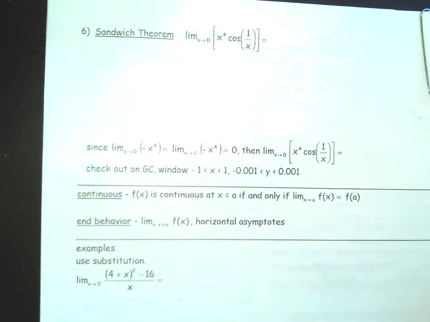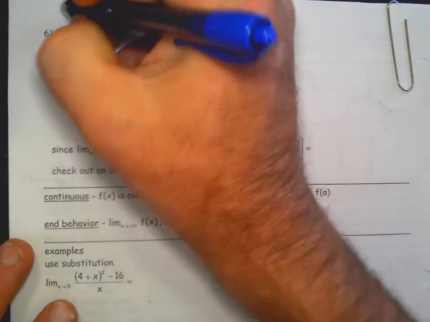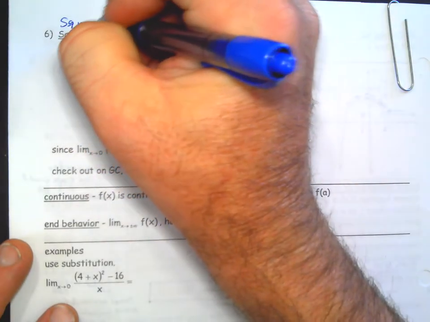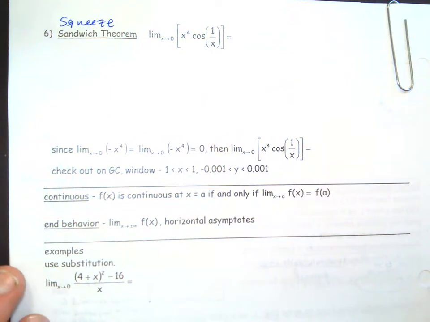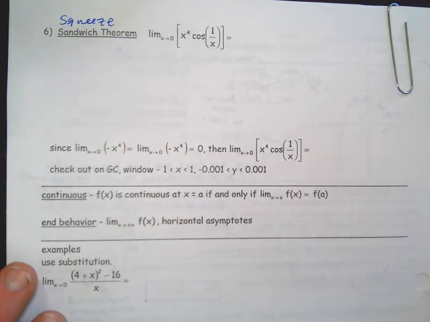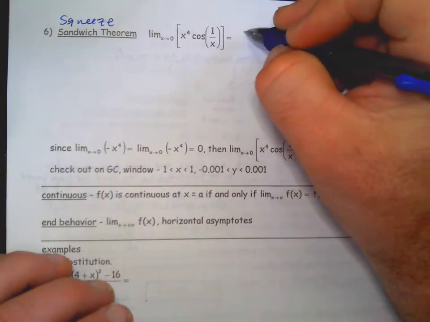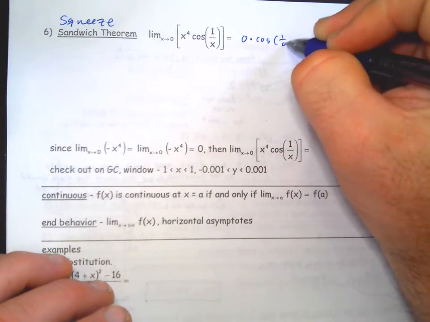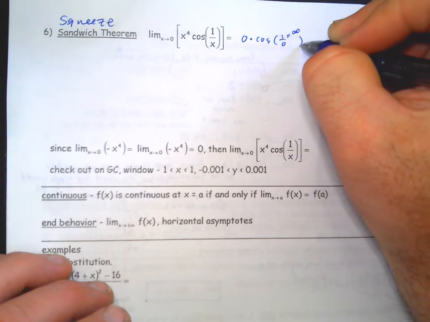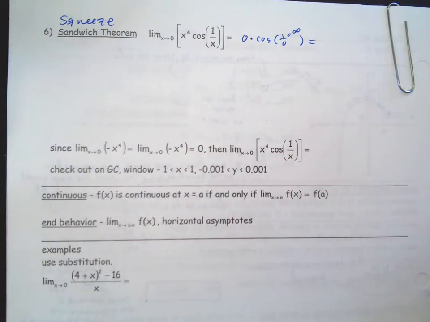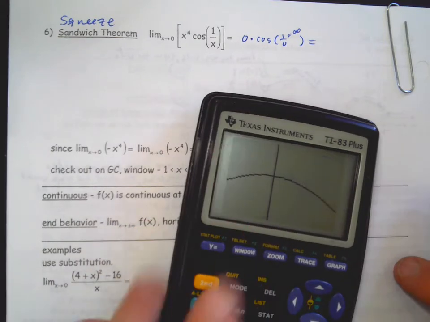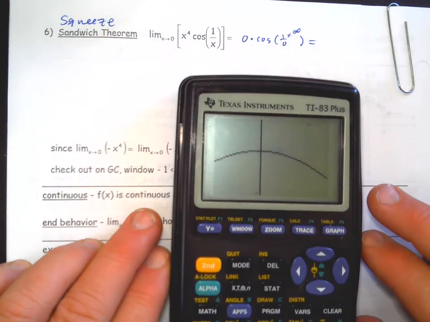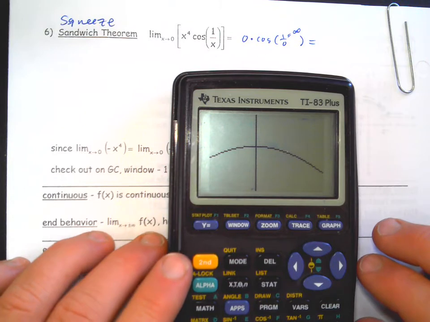So the sandwich theorem, which they also call the squeeze theorem. Spell that right. So here's an interesting graph. And so you can say, well, if I plug 0 in, I get 0 times cosine of 1 over 0, which means it's going to go to like infinity. So what's the answer going to be? You might intuitively be able to tell me what the right answer is, and that's fine, but you got to be able to show work for it.